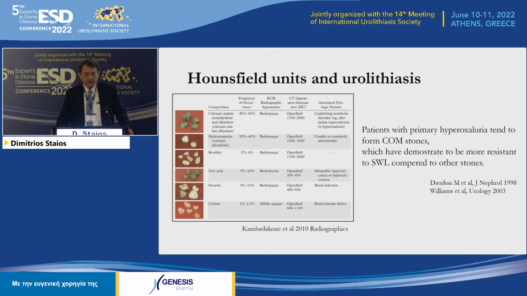Patients with primary hyperoxaluria tend to form these stones, which have been demonstrated to be more resistant to shockwave treatment compared with other stones. And on the CT scan, we see that the Hounsfield unit is about 1700 to 2800. That indicates that it's a hard stone.